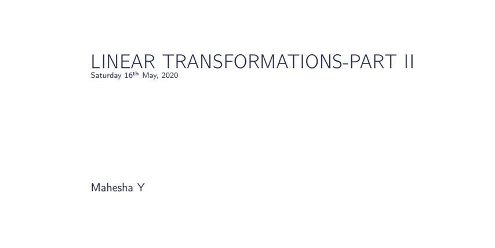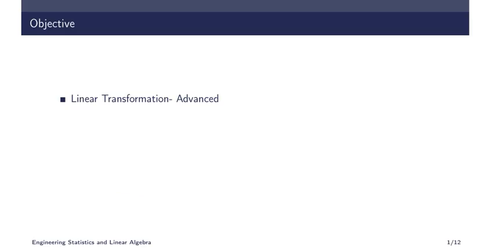Today we are discussing the second part of the linear transformation that we discussed in the last class. So our objectives today are linear transformations as advanced, like the rotation matrix Q, the reflection matrix H, and the projection matrix P. What are they and how can they be formulated generally? Also, some problems.